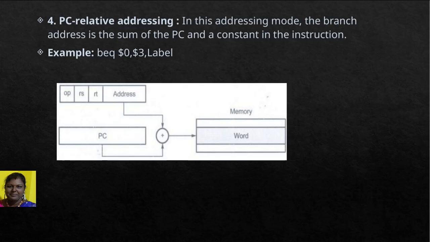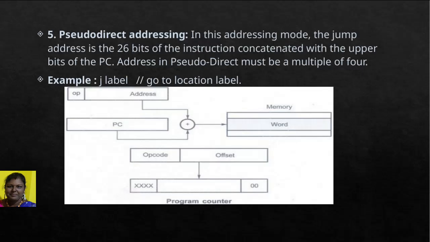Next, we have pseudo-direct addressing. This mode uses 26 bits from the instruction itself, combined with the upper bits of the program counter to form the jump address. One key detail: the address must be a multiple of 4. This ensures alignment in memory. For example, a jump instruction like J Label tells the processor to go directly to the location labeled in the code, using this combined address format. It's a compact way to handle jumps within a certain range.